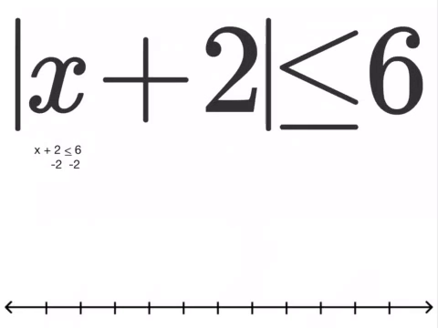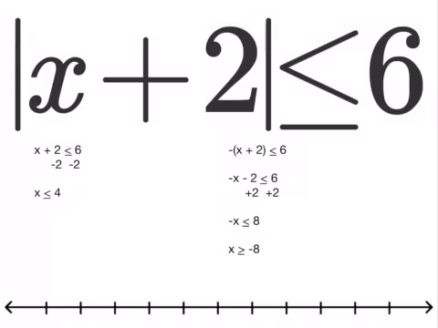I would subtract 2 on both sides. x is less than or equal to 4. Now on the other side, I would go negative (x plus 2) is less than or equal to 6, meaning negative x minus 2 is less than or equal to 6. Add 2. Negative x is less than or equal to 8, but because I'm now going to have to divide by a negative 1, that's going to change our sign, so x is now greater than or equal to negative 8.